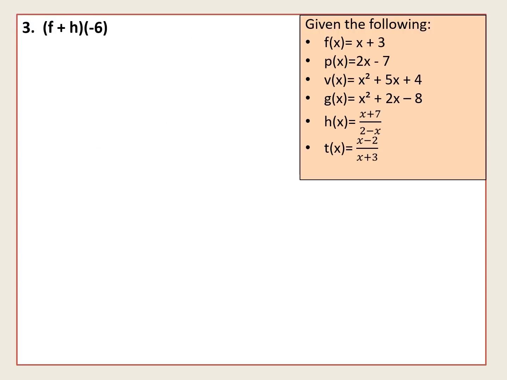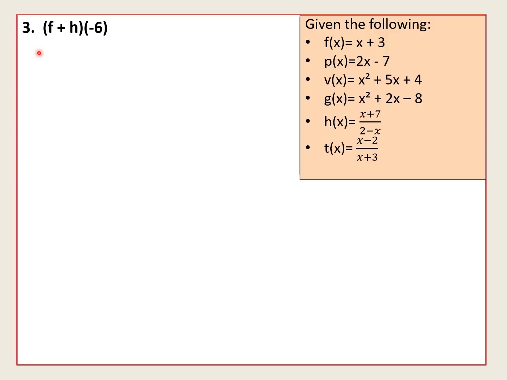We have here number 3 example. Now, according to number 3, we have the sum of f and h given the domain, which is equal to negative 6. So, a combination of evaluation and operations on functions, okay? So, ang una natin gagawin dito is to operate muna before natin evaluate, okay?